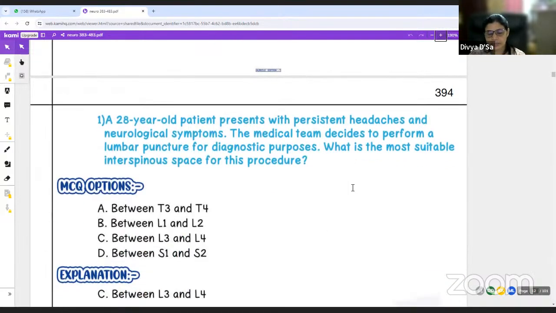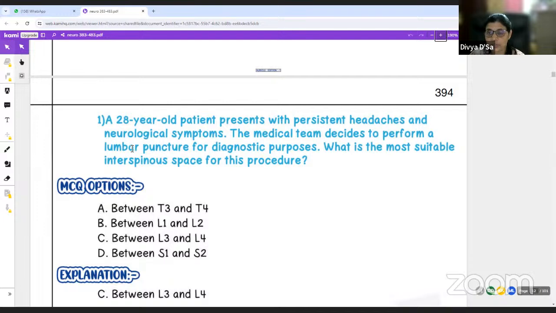So we'll see some MCQ questions. A 20-year-old patient presents with persistent headaches and neurological symptoms. The medical team decides to perform a lumbar puncture for diagnostic purposes. Which is the most suitable interspinous space for this procedure? What is the age here? It is not a small child, it is a 20-year-old patient. So we need to do a lumbar puncture.